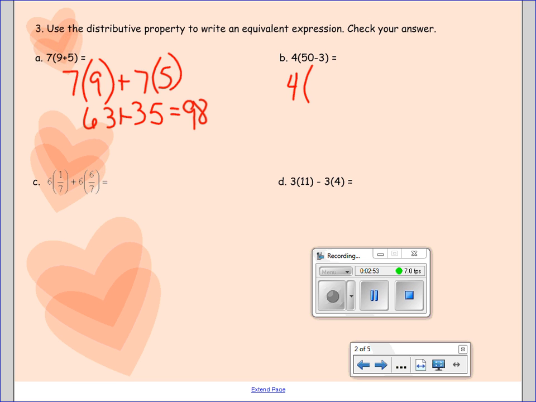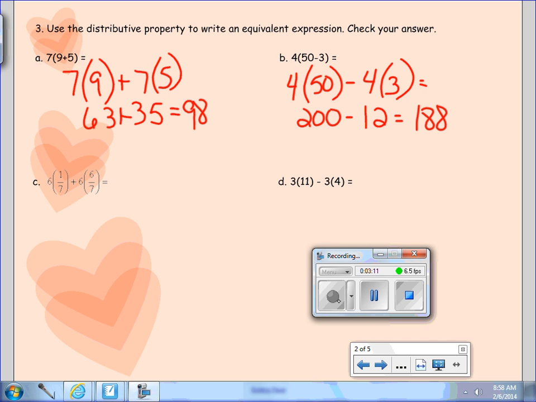So in B, 4 will be distributed to the 50. The operation is subtraction, so I'm going to do minus 4 times 3. So now, a simpler problem, 4 times 50 is 200, minus 12, that's going to be 188.